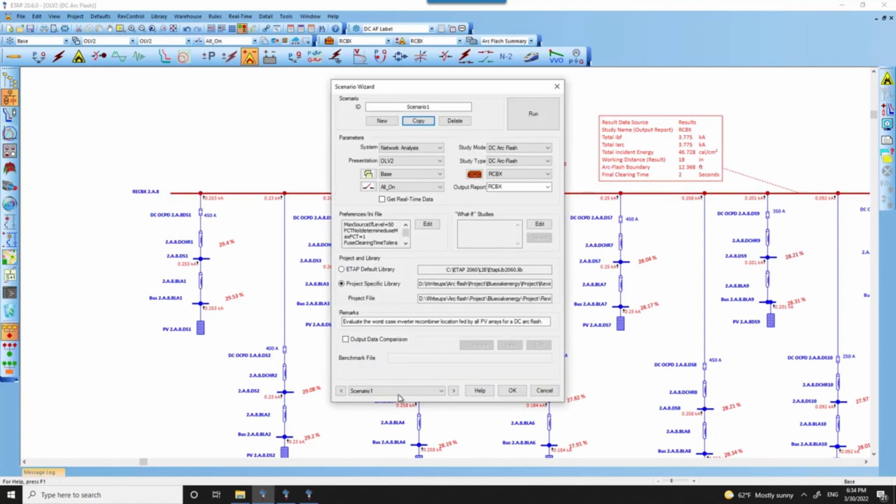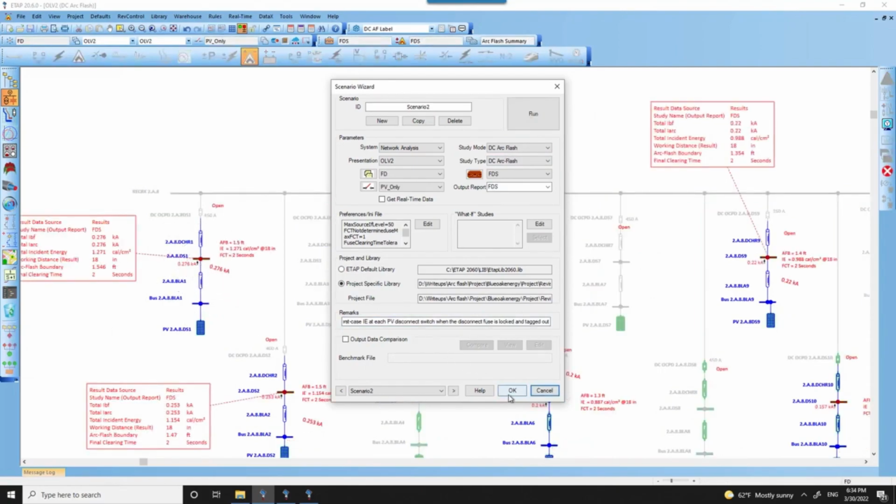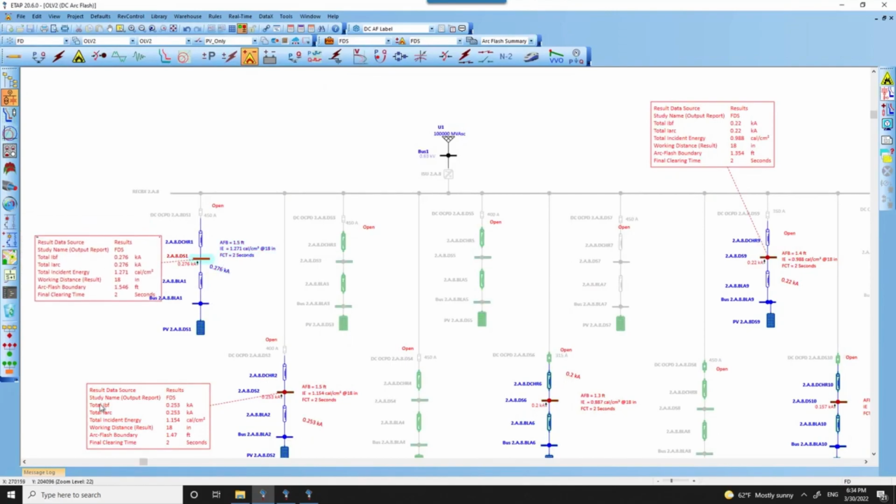And then for the PV disconnect, assuming that the disconnect fuse is locked and tagged out, we add the incident energy coming directly from the PV array to the disconnect location, and the highest incident energy was somewhere around 1.271 calories per centimeter square, because we have to rely on the 2-second rule, as there is no upstream protective device that directly feeds from the PV array to the disconnects box, actually, the fuse disconnect box. Based on these results, the Arcflash labels were printed for both the recombiner box and the worst case location at the fuse disconnect, and that was also added to our final report.